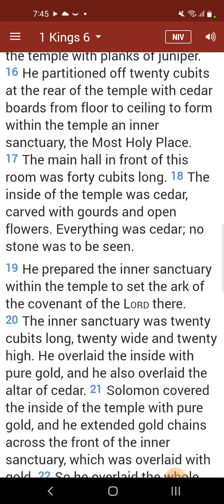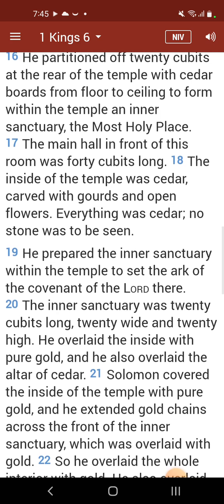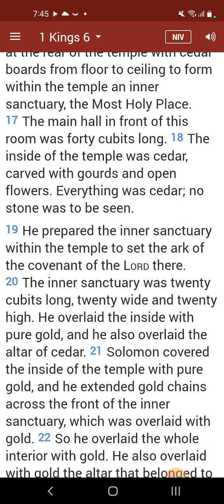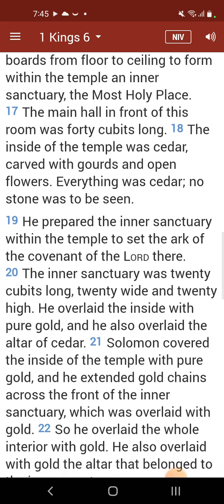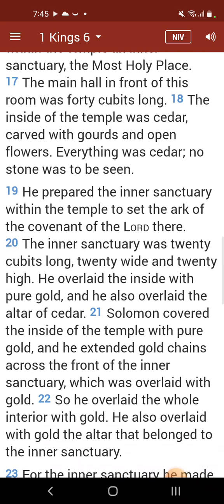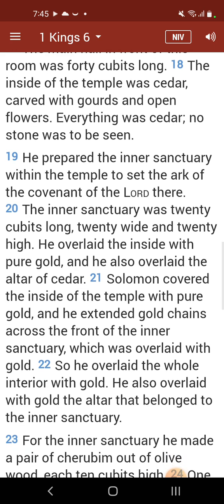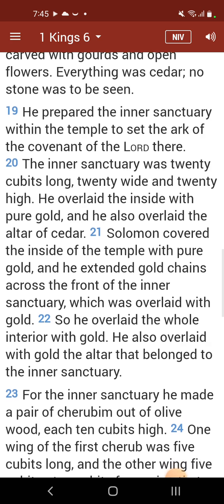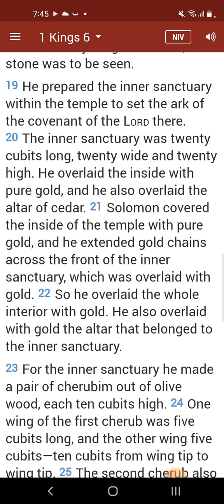The main hall in front of this room was 40 cubits long. The inside of the temple was cedar, carved with gourds and open flowers. Everything was cedar, no stone was to be seen. He prepared the inner sanctuary within the temple to set the Ark of the Covenant of the Lord there. The inner sanctuary was 20 cubits long, 20 wide, and 20 high.